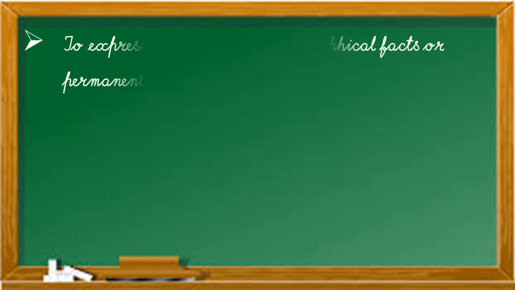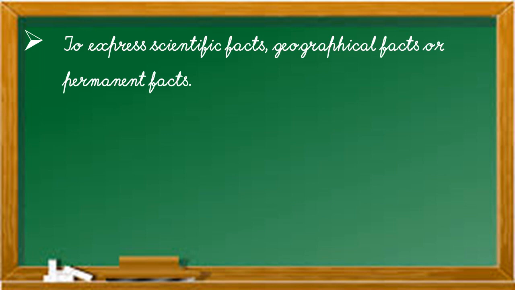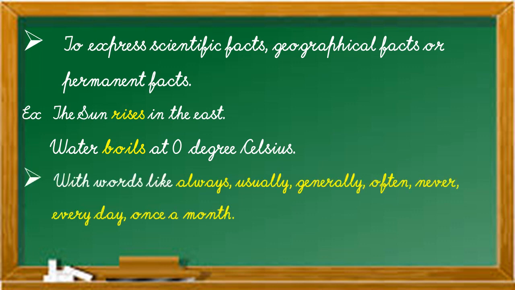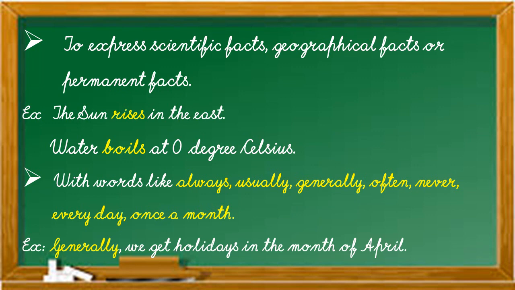Simple present tense is used to express scientific facts, geographical facts, or permanent truths. For example, the sun rises in the east. Water boils at 0 degrees Celsius. Both these sentences are facts. Hence, we have to use simple present tense. Simple present tense is used with words like always, usually, generally, often, never, every day, once a month. For example, generally we get holidays in the month of April.